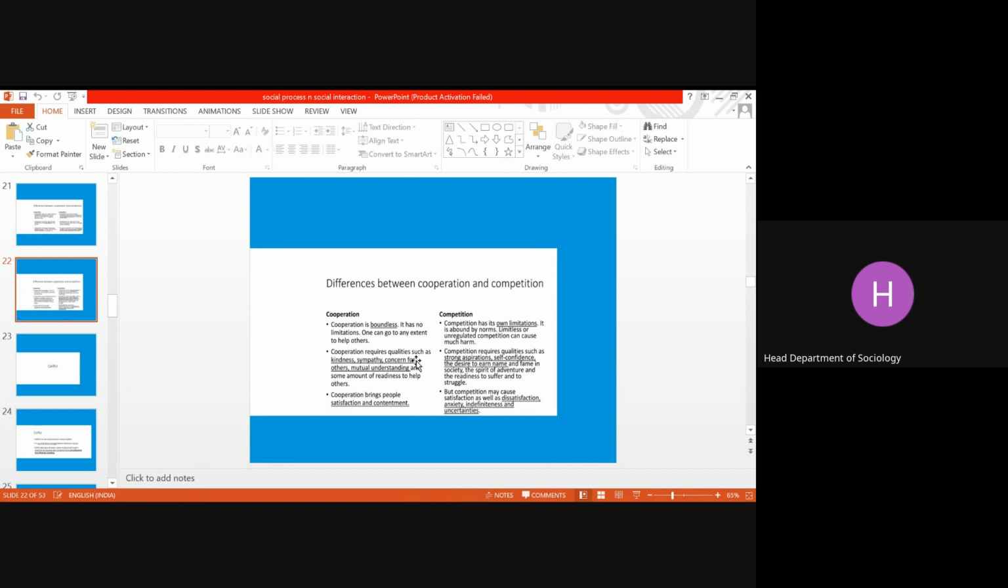Cooperation requires qualities such as, everyone will not cooperate, right? To cooperate, an individual must possess these qualities, that is, kindness, sympathy, concern, mutual understanding, and some amount of readiness to help others. Competition requires qualities such as strong aspiration, self confidence, the desire to earn name and fame in the society, the spirit of adventure, and the readiness to suffer and to struggle.